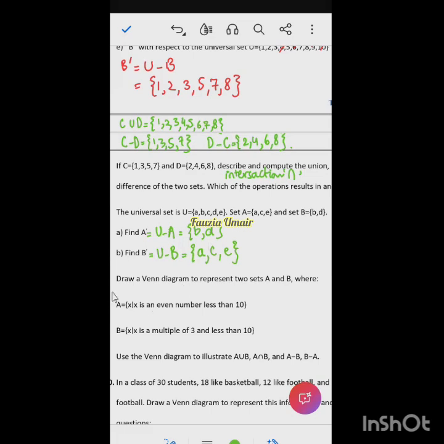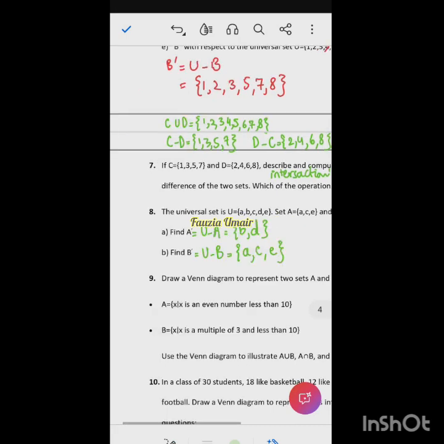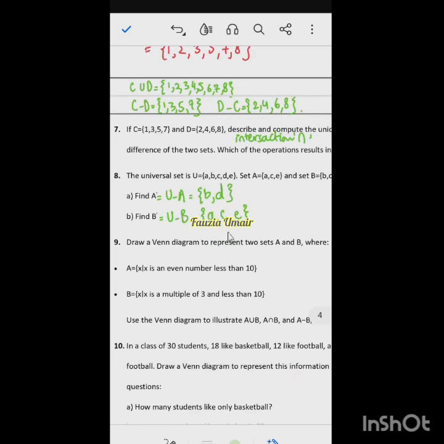Draw a Venn diagram. This is another question. Draw a Venn diagram to represent two sets, A and B, where the sets are now written in set notation format. So A is basically x such that x. Either they will use a colon or this spacer between. So how do we read this? x such that x is an even number less than 10. So what will be the elements of set A? 2, 4, 6, 8. Even numbers less than 10.